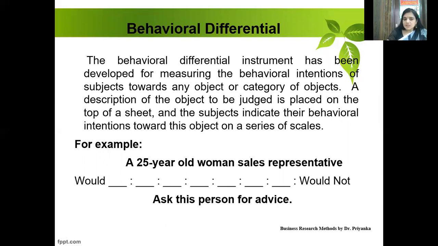25-year-old woman sales representative would or would not ask this person for advice, and you are not 100% sure whether it is a would or it is a would not. So you might choose as per your convenience, like how much sure you are. If you are 100% sure that you would ask this person for advice, then you will be choosing this particular option. If you're 100% sure of would not, then you go with this option. Or if you are somewhere in between, you might choose either of these 5 scales.